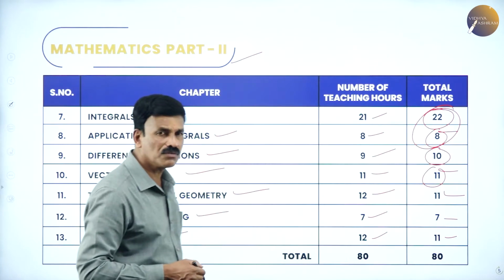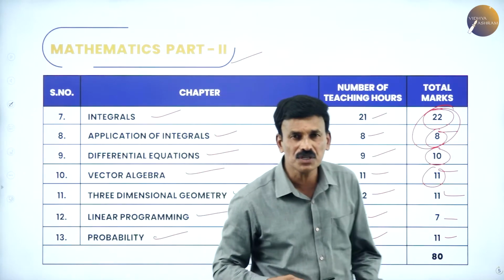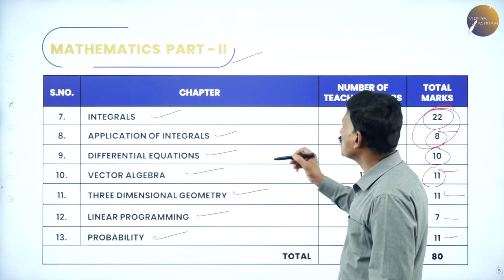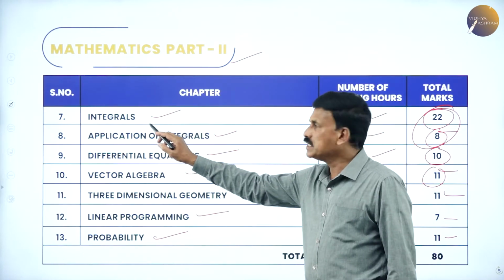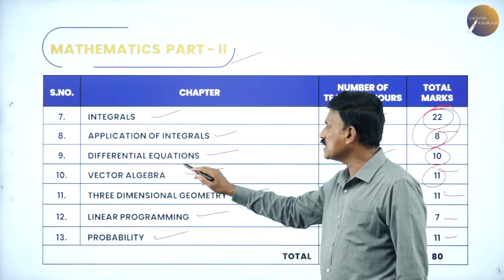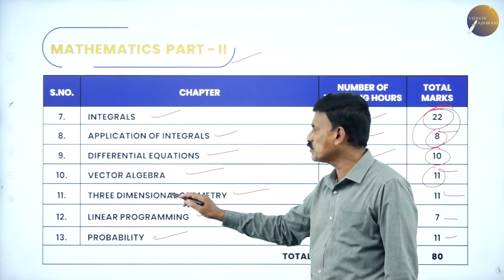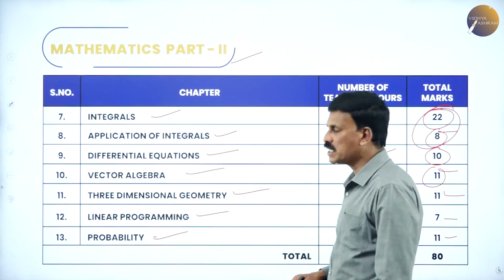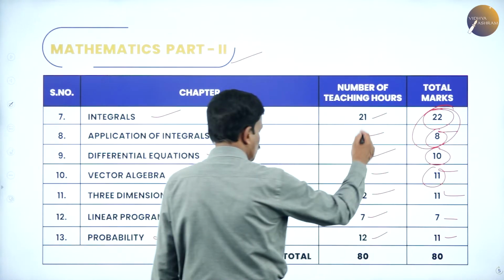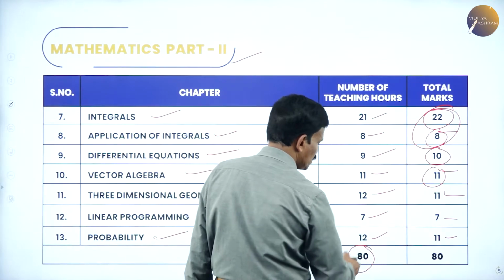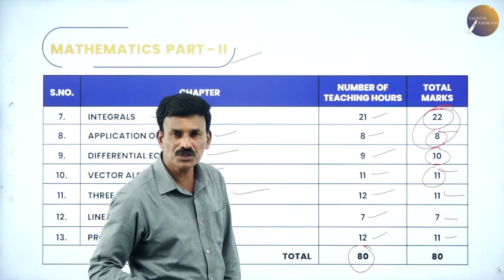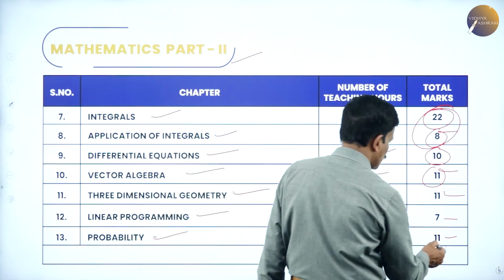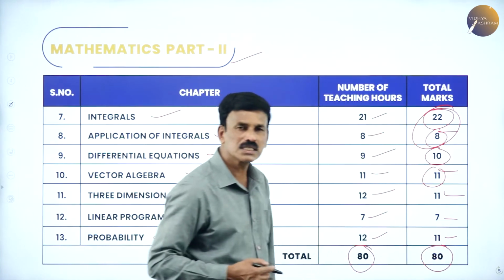So these are the very important chapters that we are going to study in part 2 of your second PUC mathematics. That is integrals, application of integrals, differential equations, vector algebra, three-dimensional geometry, linear programming problems, and probability. So the total number of hours is 80. The total number of hours we are going to utilize for this is 80 hours, and the maximum marks allotted for this part B is 80 marks.